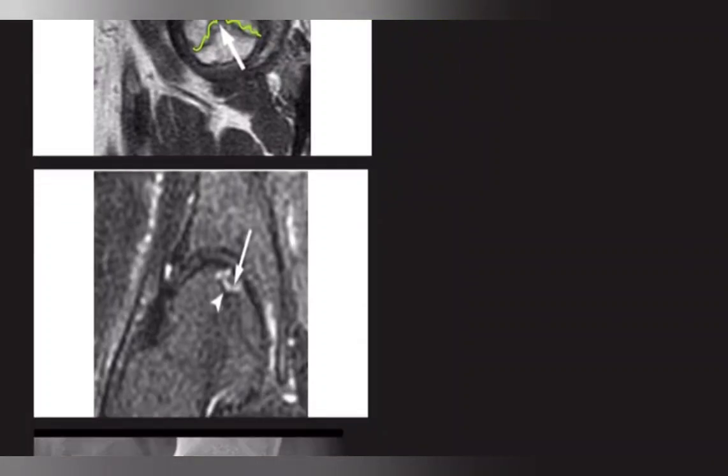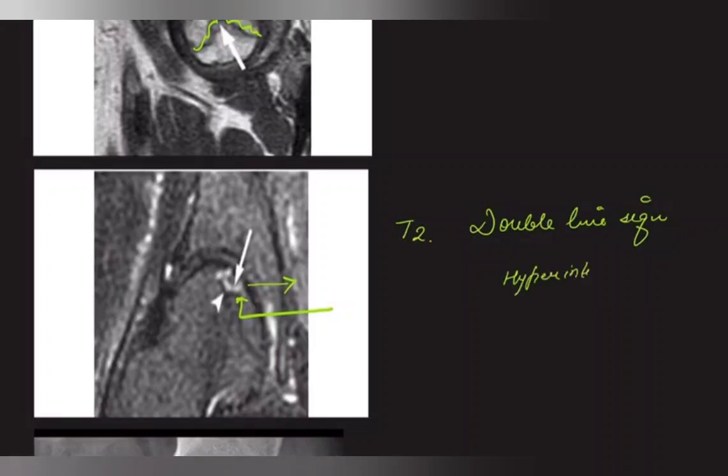T2 is very characteristic because it shows the double line sign. What do you mean by this double line sign? What we can see, there is very small focus of avascular necrosis with double line sign. This inner line is hyperintense on T2 and the peripheral line is hypointense on T2. The inner T2 hyperintense line is actually the granulation tissue zone, while this hypointense line is the sclerosis, through which the body is trying to limit this avascular zone. Okay, so the inner line is hyperintense corresponding to the granulation tissue, and the outer line is hypointense corresponding to the sclerotic rim of this AVN.